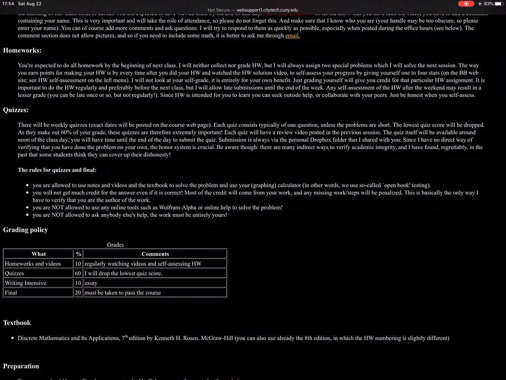I want to read the last sentence before these rules and quizzes, in quizzes. Sorry, I cannot highlight this. No, it doesn't work here.